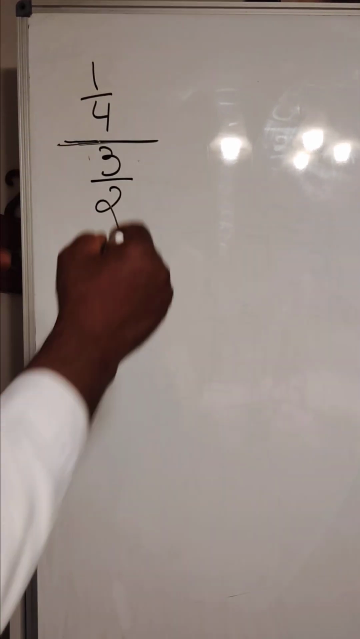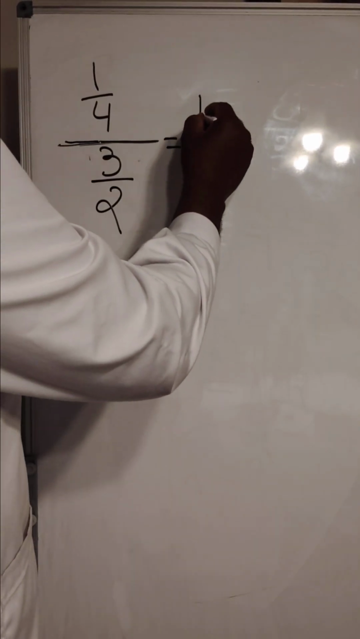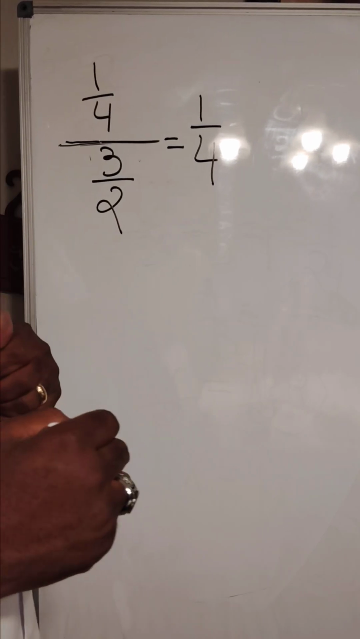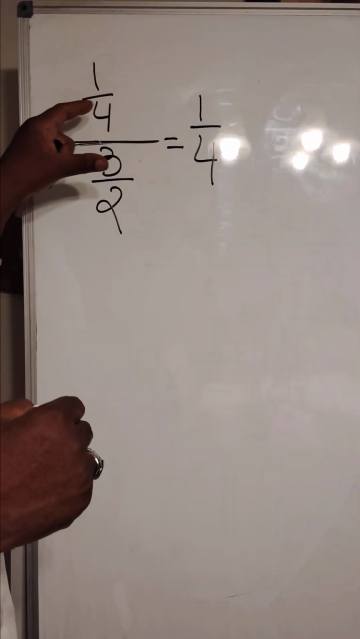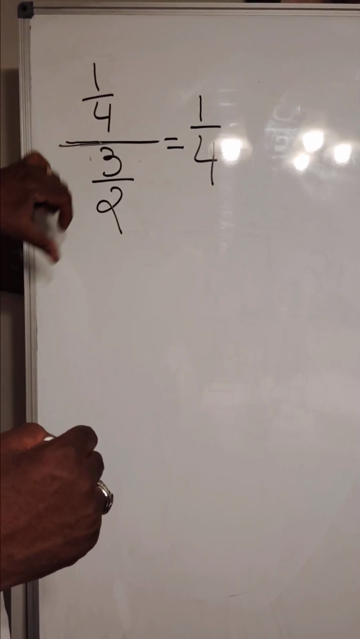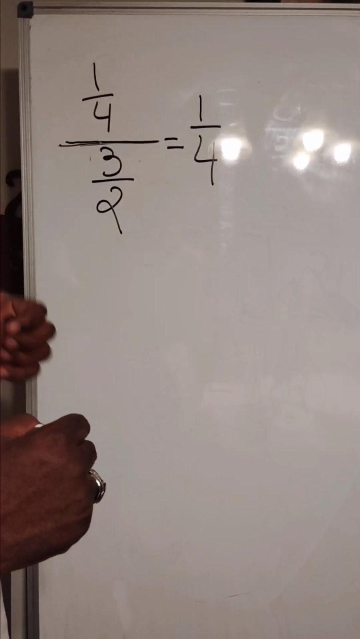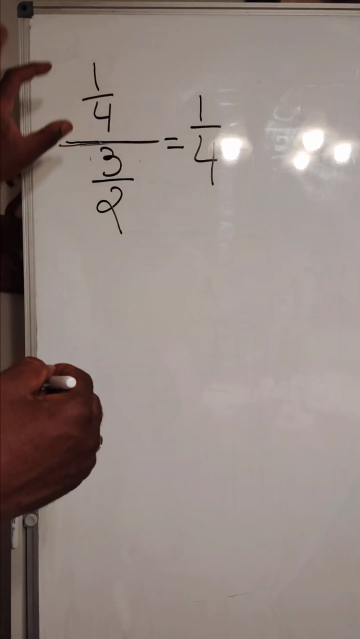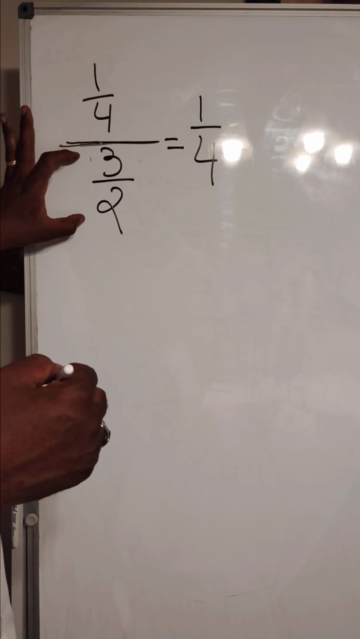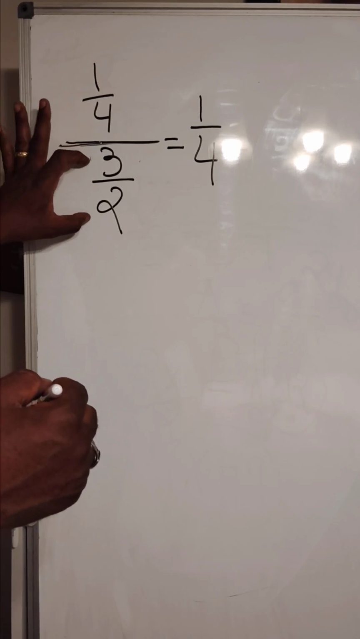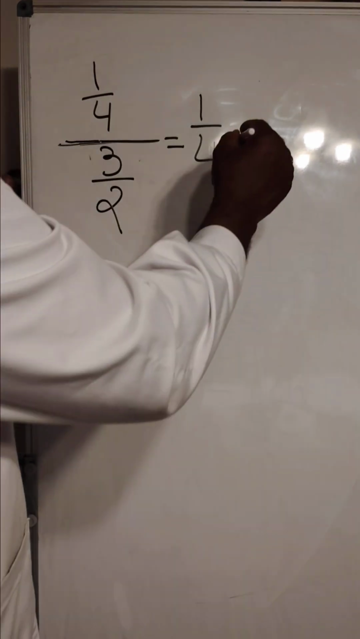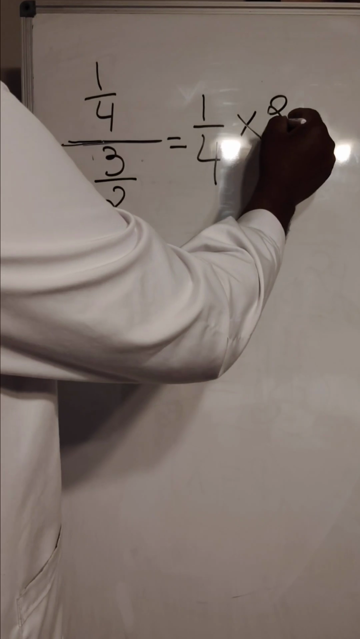How do you do that? You will get this first fraction. The first fraction is 1/4. You're going to multiply the first fraction by the second one, but you have to flip it. I say that again. You will get the first fraction multiplied by the second fraction, but you have to flip it. So when I flip 3/2, it becomes 2/3.